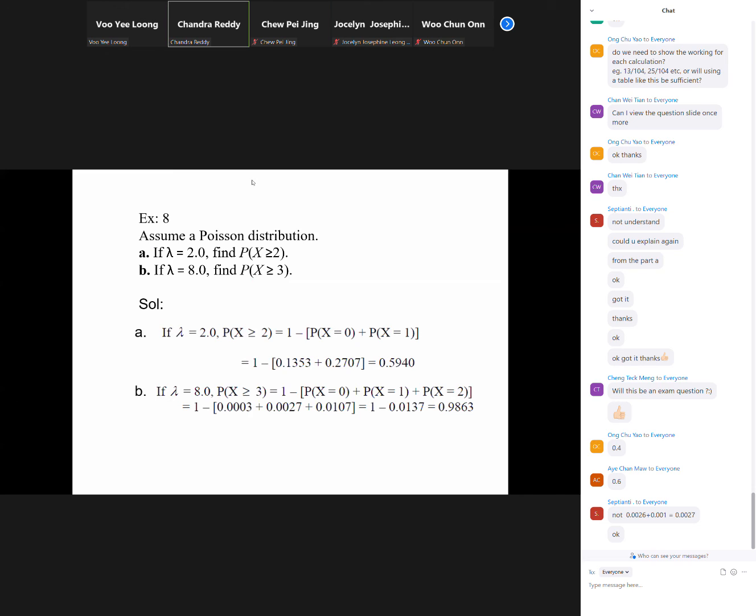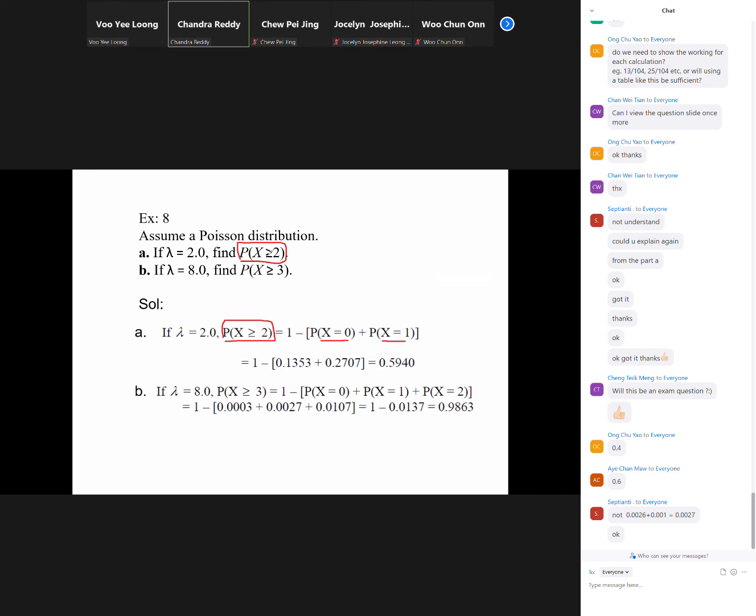The lambda is given for Poisson's distribution, and here you are asked the probability of X is greater than or equal to 2. When you have such a thing, you have to calculate the probability when X is equal to 0 and also when X is equal to 1, using the formula. Because the question is asking for greater than or equal to 2, when you subtract all other probabilities from 1, you will get the probability of X greater than or equal to 2. So we can write 1 minus the probability of X equal to 0 plus the probability of X equal to 1.